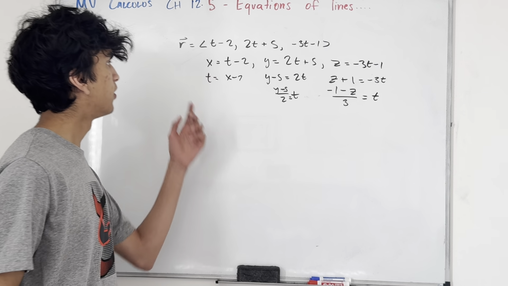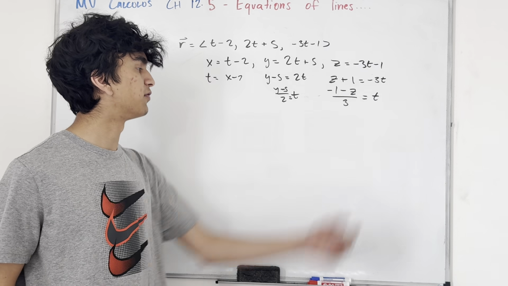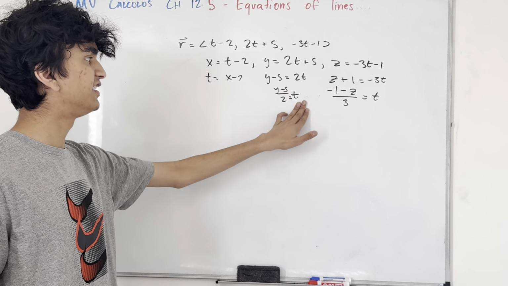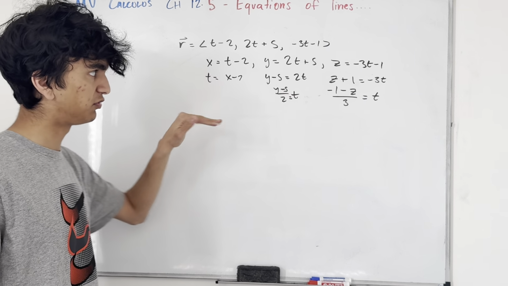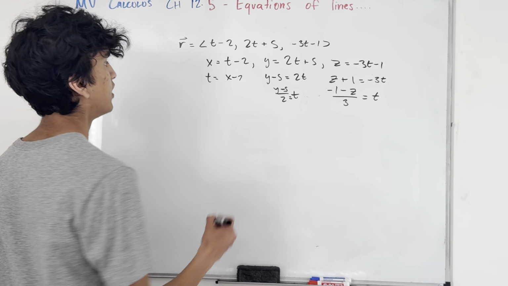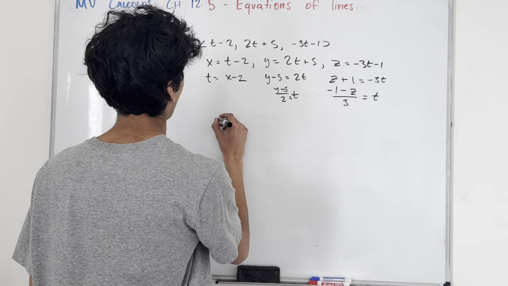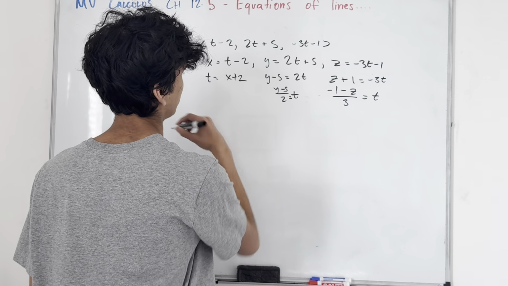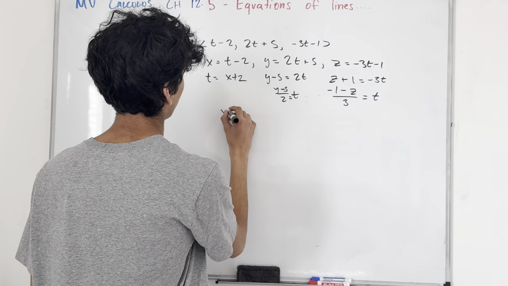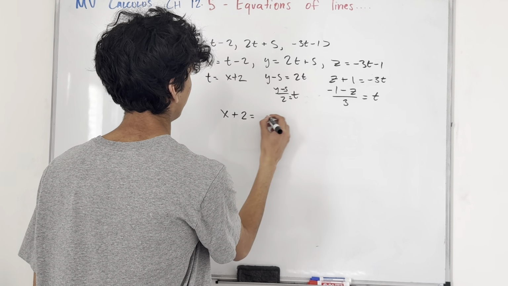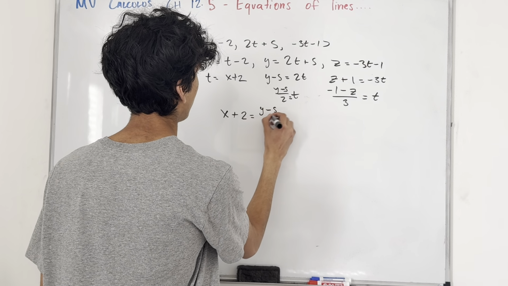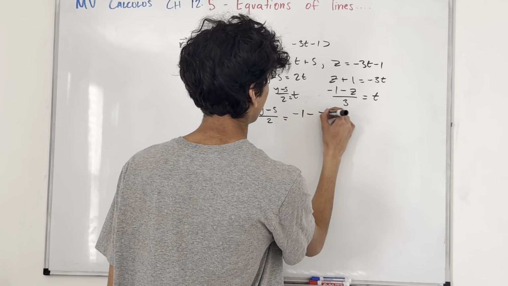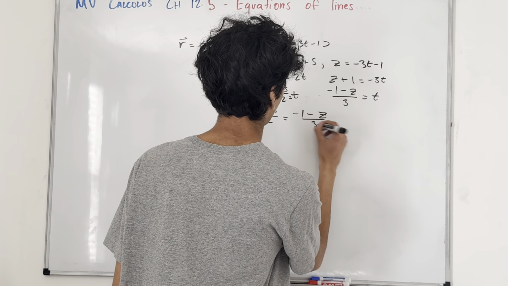So I know these t values are all the same, right? At a certain t value, this t value would equal this t value, which would equal this t value. So I can just set them equal. It should be that t is x plus 2. I don't know why I messed that up. I can say, hey, x plus 2 is equal to y minus 5 over 2, which is equal to negative 1 minus z over 3.